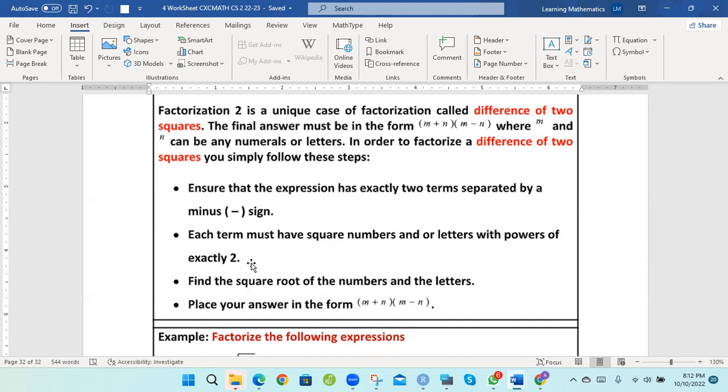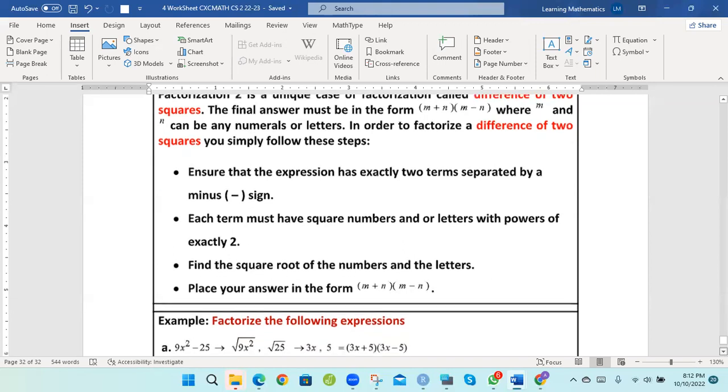Numbers like 1, 4, 9, 16, 25, 36, 49, 64, 81, 100, 121, 144, square numbers. And the letter has a little 2 on top of it, with a subtraction sign between them. You find the square root of the numbers and the letters. Place your answer in the form m plus n, m minus n.